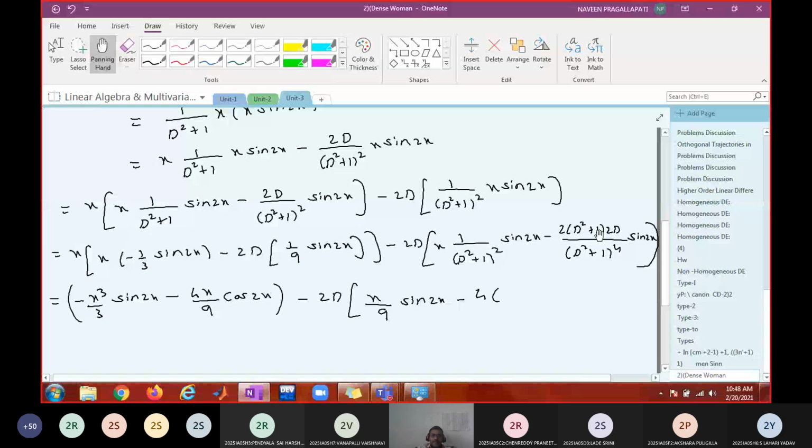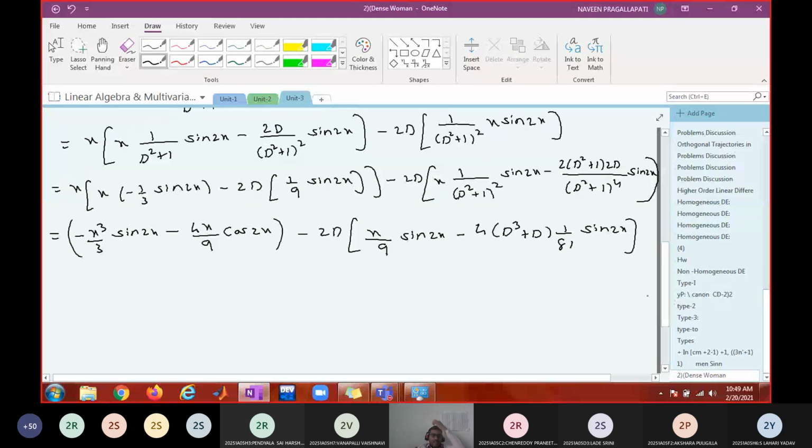So D cube plus D cube plus D, of replace D square with minus 2 square plus 1, minus 4 plus 1 is minus 3, whole power 4 is 81. So 1 by 81 sin 2x. Do you agree? Agreed or not? Yes, sir.